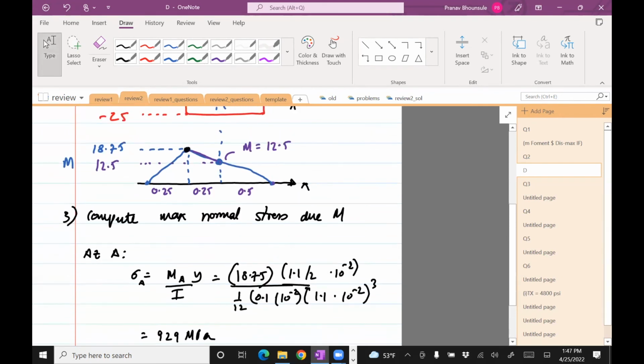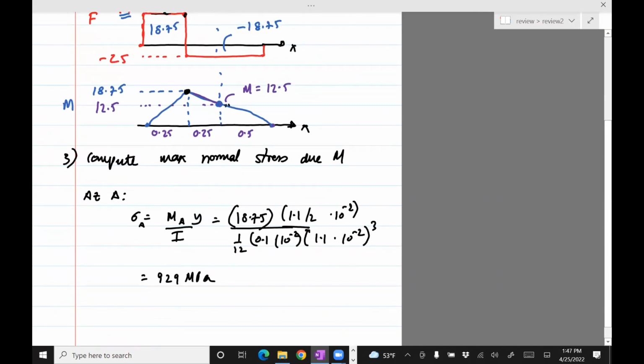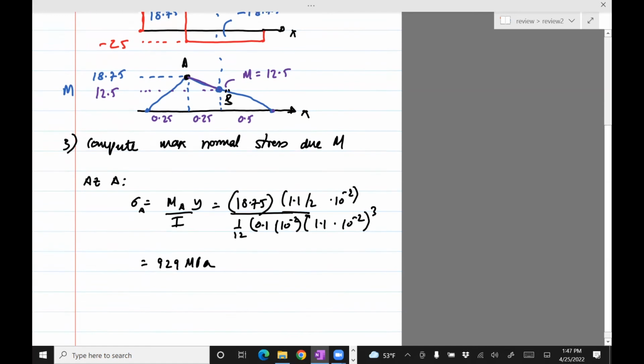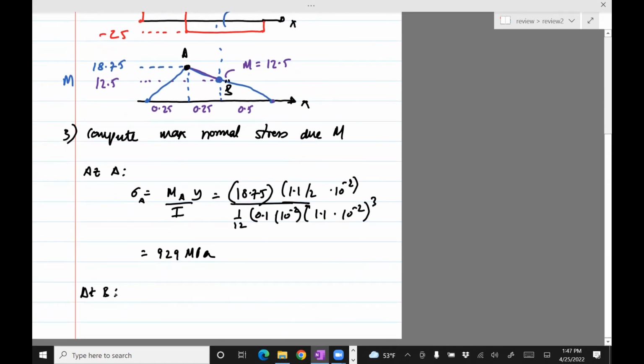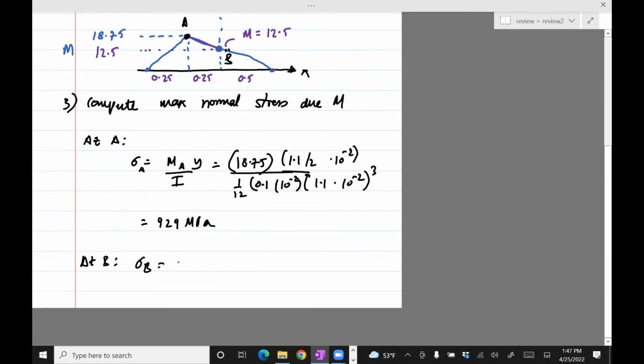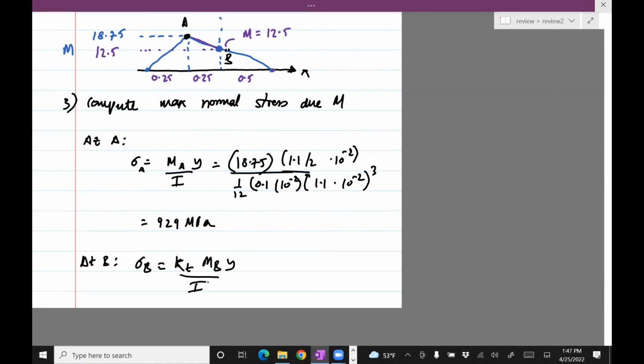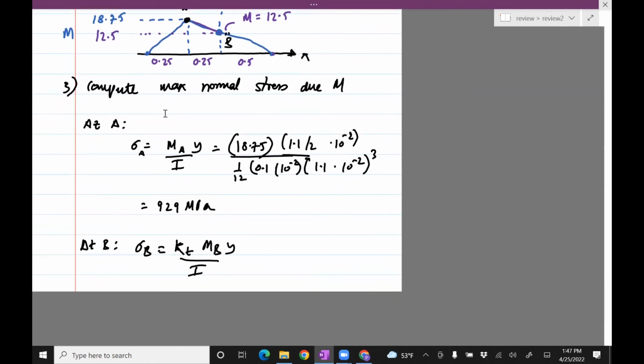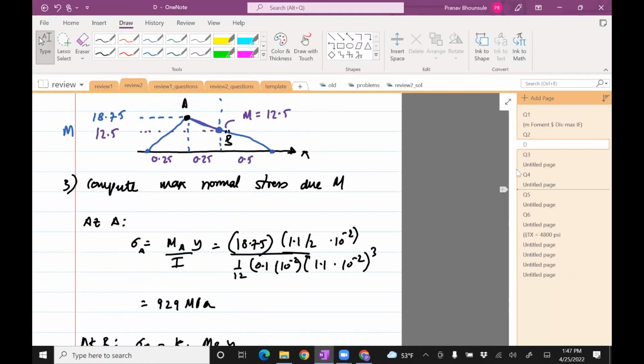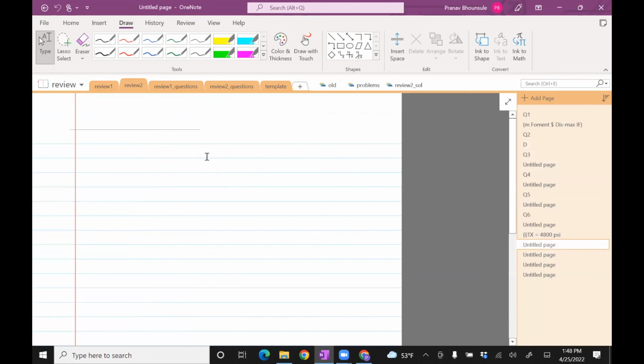Now let's compute the stress at B, which is this point. At B, sigma B will be KT, because there is a change in geometry, times MB y divided by I. So let's compute KT first, and then we'll substitute that. I'll pull up the plot. This gives us KT.